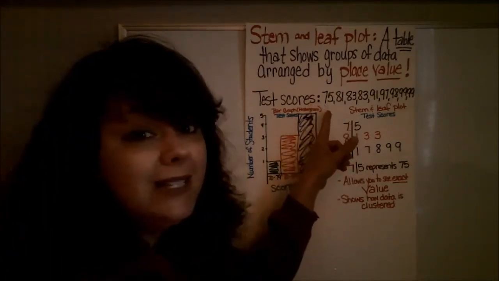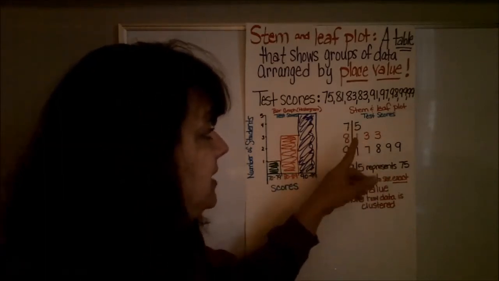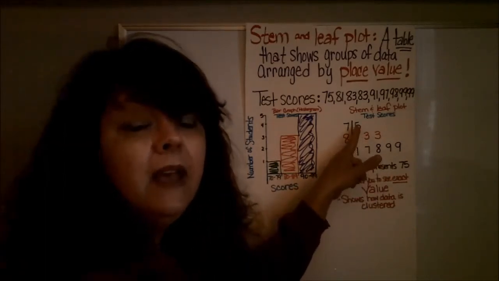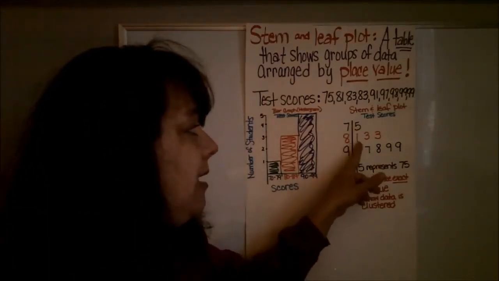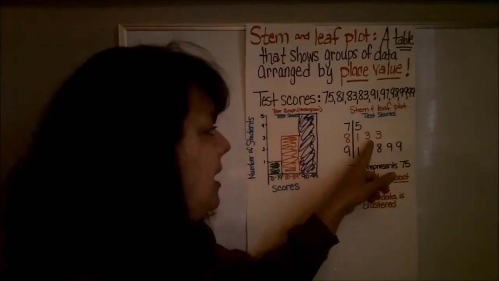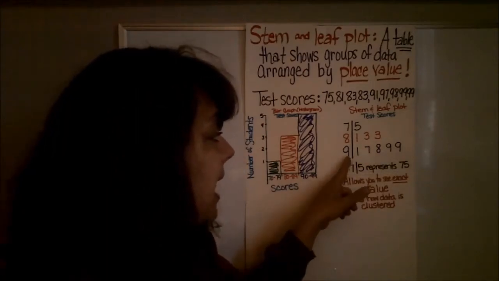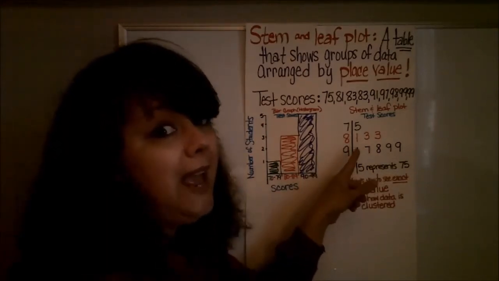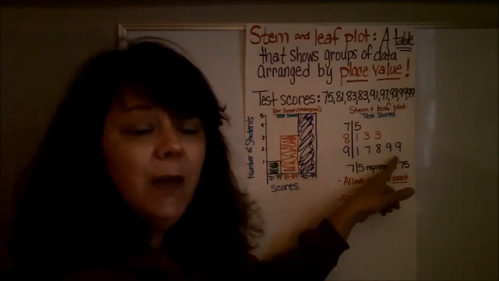So, for instance, these same test scores, what we've done is set them up into a stem and leaf plot. You can see only one child had a score in the 70s, and it was a 75. Here you can see that 3 kids had a score in the 80s. It was an 81, an 83, and an 83. Same thing in the 90s. You can see most of the kids got an A. There was 1 in the low 90s, but there were 4 in the upper 90s.